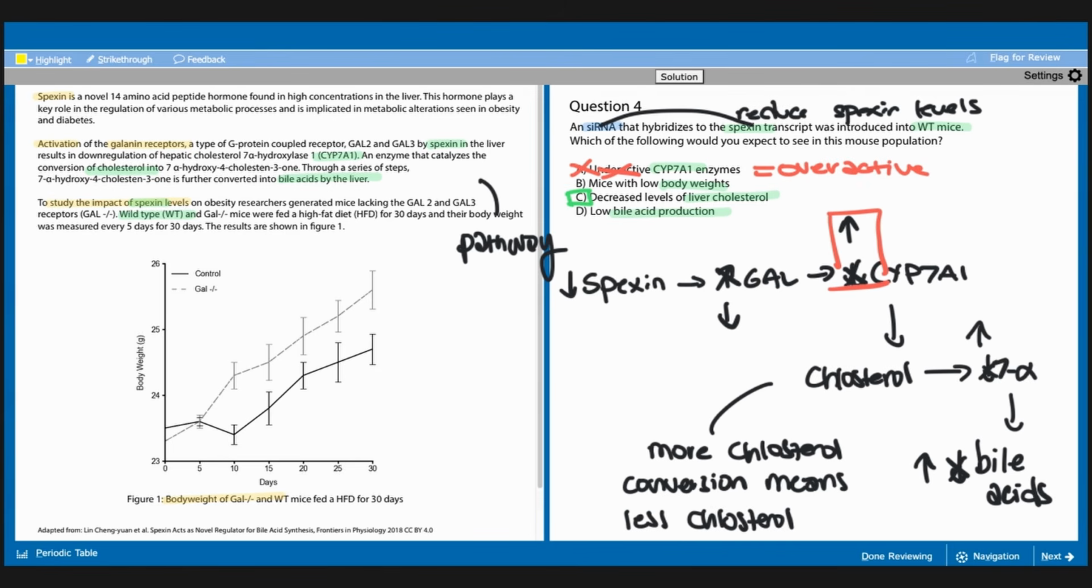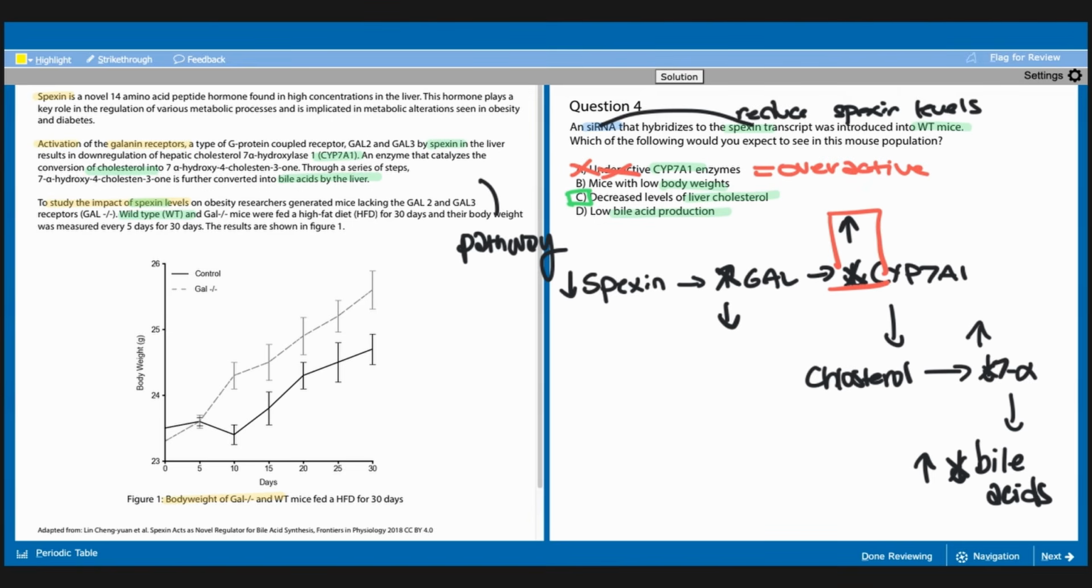And then now from here, we can go ahead and move on to D and see why this answer choice would also be incorrect. In this case here, we can see that if we have low amounts of spexin, at the very end of our pathway, we should have high amounts of bile acids being produced. D says that we would have low amounts, making it incorrect because it should have said high.